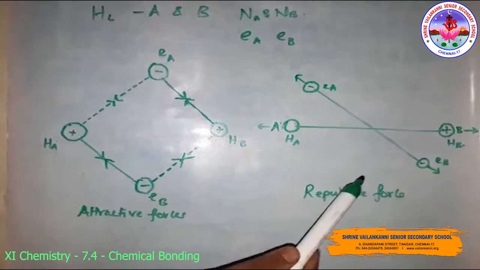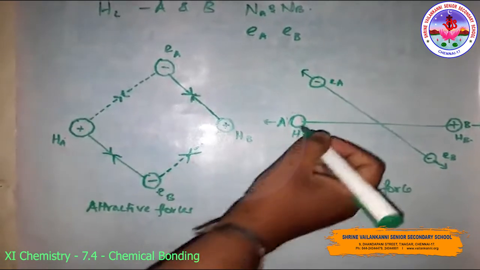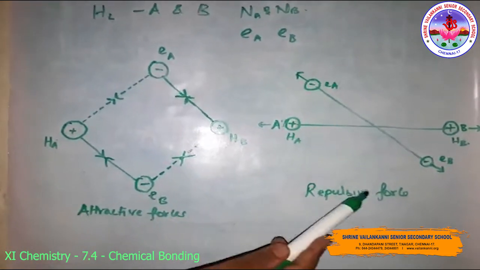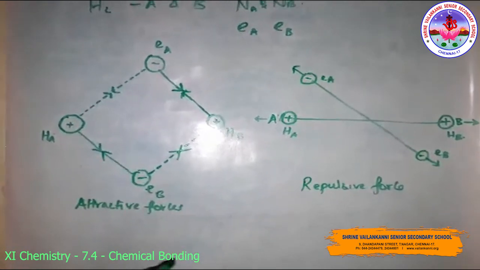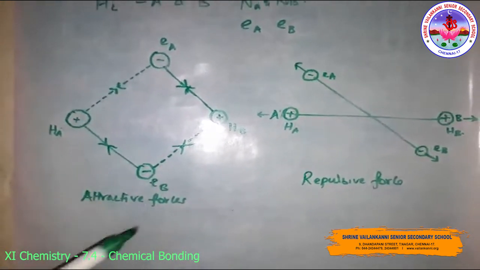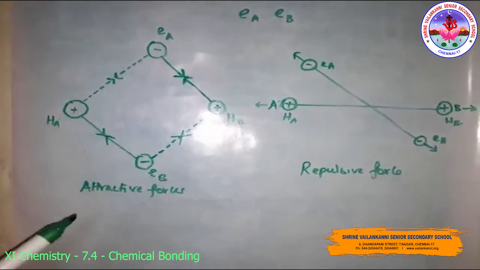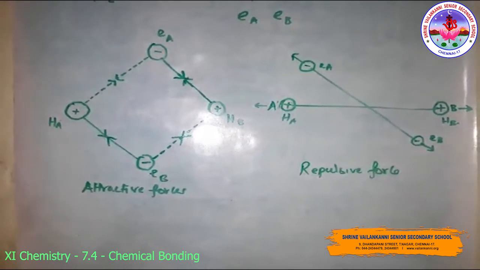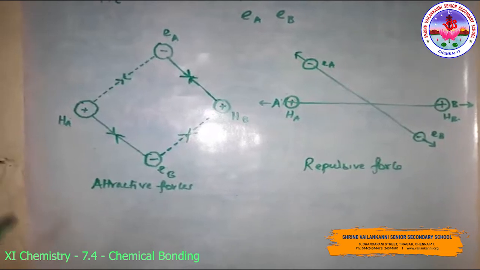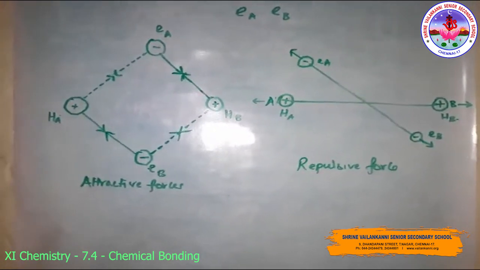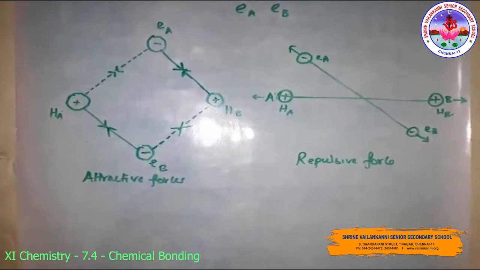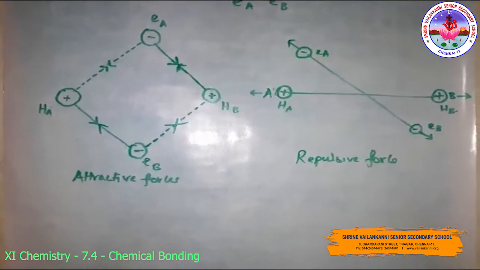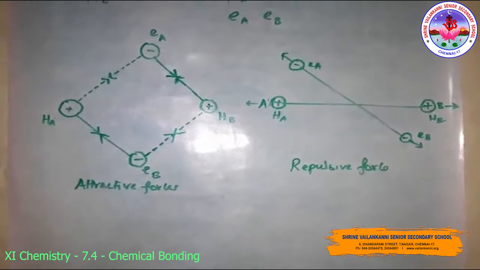Here, this is the attractive force and this is the repulsive force. Experimentally it has been found that the magnitude of the attractive force is more than the repulsive force. As a result, as the two atoms approach each other, the potential energy decreases. Ultimately, a stage is reached when the net force of attraction balances the force of repulsion, and the system acquires the minimum energy.